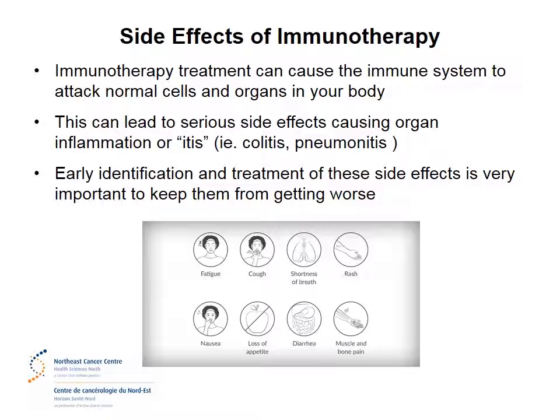Immunotherapy treatment can cause the immune system to not only attack cancer cells, but also normal healthy cells and organs in our body. This can lead to serious side effects causing organ inflammation or itis, such as colitis, which is an inflammation of the bowels, or pneumonitis, which is an inflammation of the lungs. Early identification and treatment of these side effects is very important to keep them from getting worse. Immunotherapy may eliminate tumors quickly, but because it works through the immune system, tumors can sometimes take months to disappear. Tumors may even appear to grow larger before shrinking again.